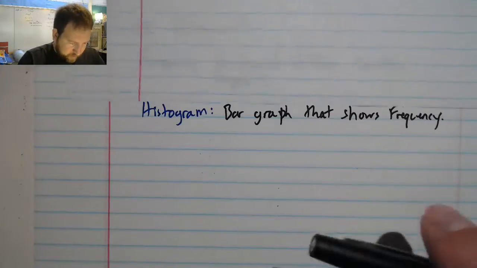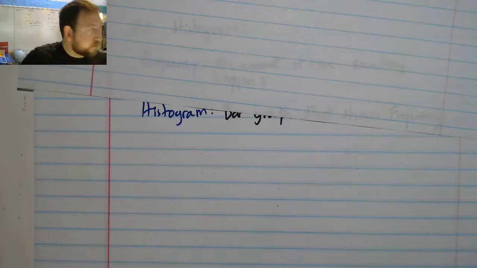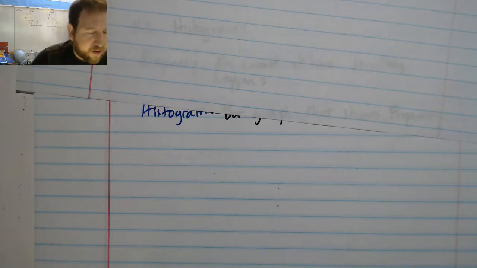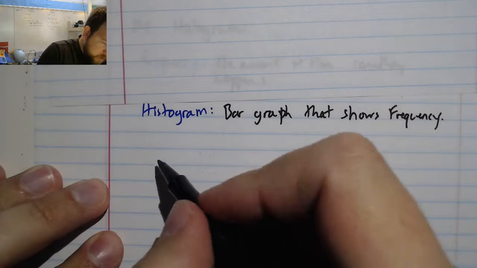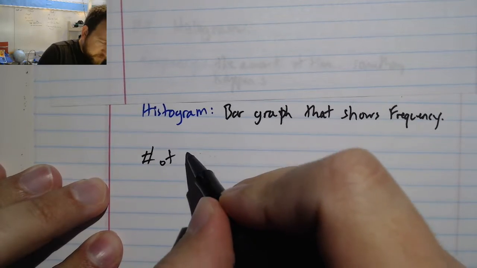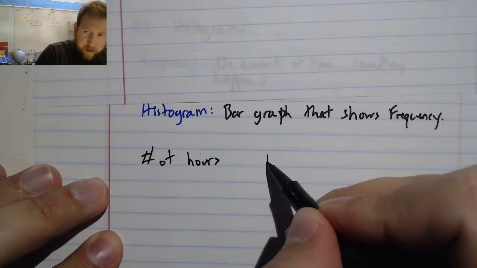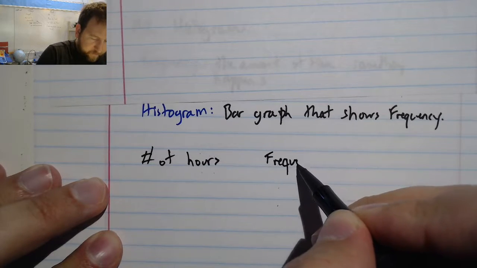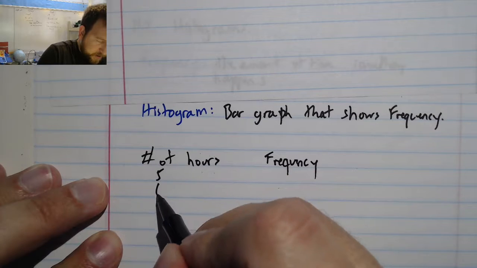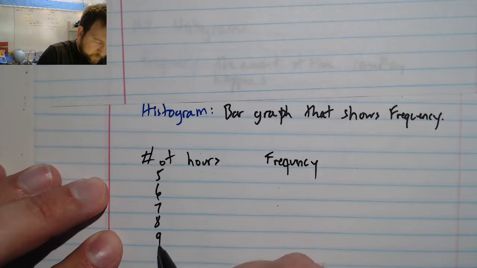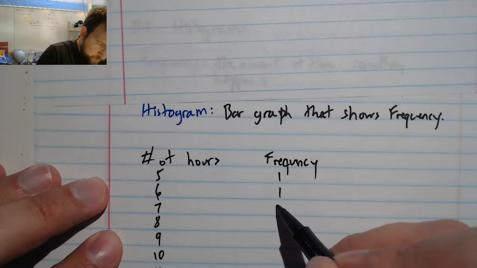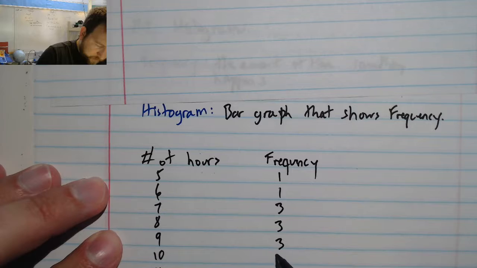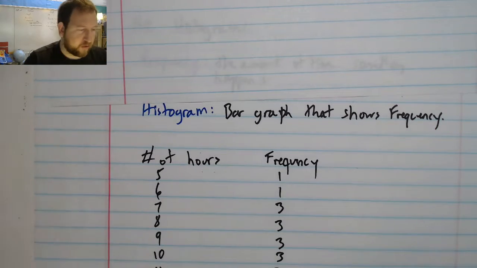So give me 1 second to mark the data that I've got. And as I'm copying over the table, just give me 1 second. We have our number of hours, and we have our frequency. So we went from 5 to 12. And our frequency here is 1, 1, 3, 3, 3, 3, 2, and 2. Okay.